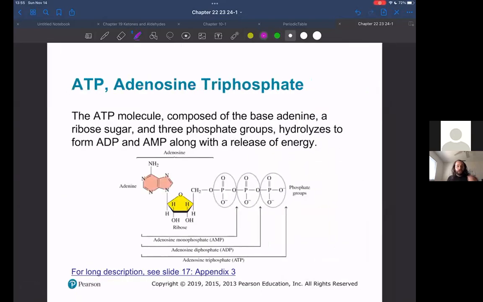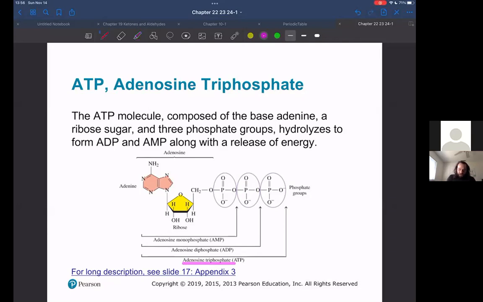Okay, so first of all, when we talk about reactions that create energy, we're talking about reactions that in some way, shape, or form generate ATP. ATP is like the currency for energy in a cell. If a cell needs to do something that requires an input of energy, it uses ATP. ATP is adenosine triphosphate.